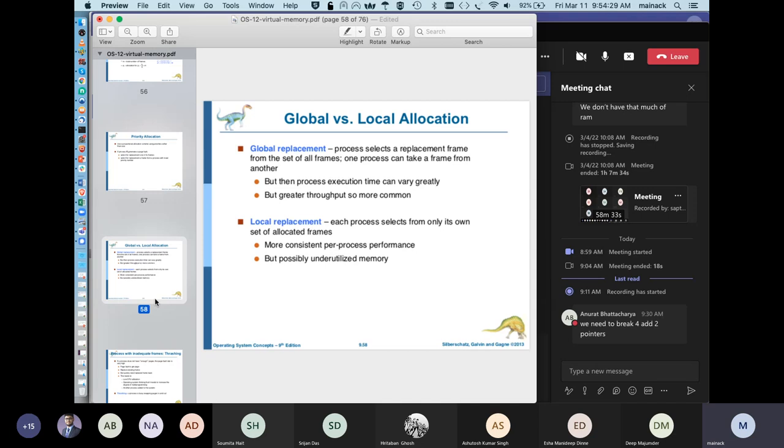So hopefully up to this part the concept is simple: global and local, and then you want to assign frames based on priority, and sometimes according to their proportion. All this page replacement and frame allocation is expensive. You understand that, right? These page faults and all these other things are expensive.